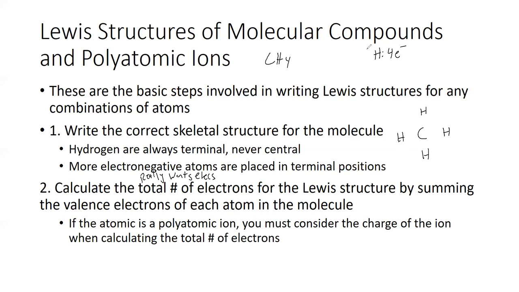We have one carbon, and carbon's electron configuration is 1s2, 2s2, 2p2. So the highest energy level is the second, which means we have four valence electrons. So in total, the number of valence electrons we have in this example problem is 8. For CH4, we have 8 valence electrons. So that's step 2, just count the number of valence electrons.